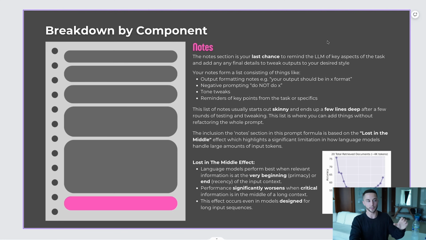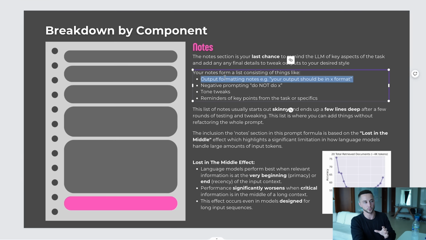In the list, I usually end up having things like output formatting notes, like you should put your output in X format, or do not do X. Like if it's doing something as I do a test, this is kind of where I'm iterating on the prompt. So if it gives me an output and it's doing something way wrong, I'll just say at the bottom, at the note section, do not do X, or you are not supposed to do this, never include it in your output. These kind of things are very easy to slap onto the note section at the bottom.